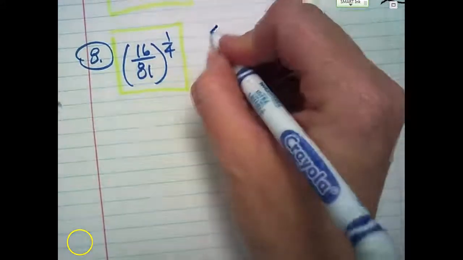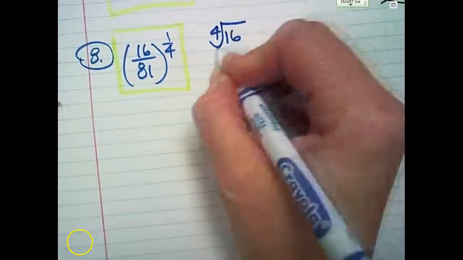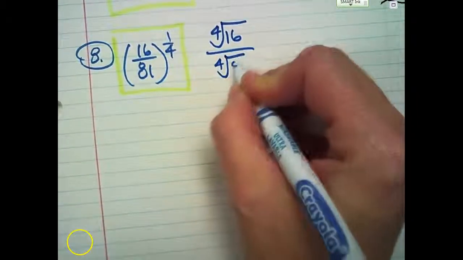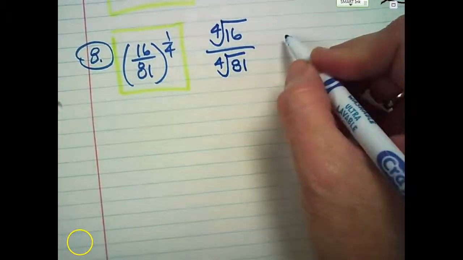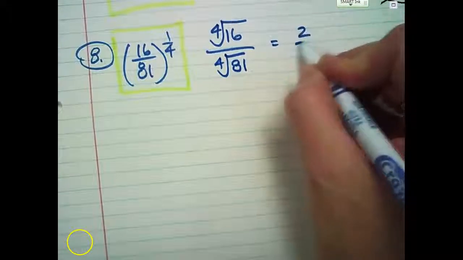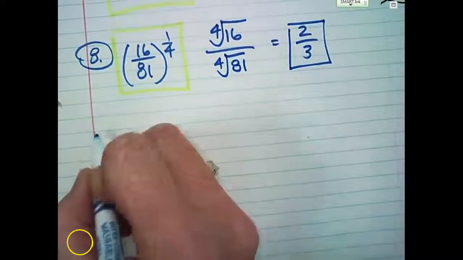Or guys, you can look at it like this if you want. It's the same as the fourth root of 16 over the fourth root of 81. You don't have to write it out though, which is 2/3. Number 9.